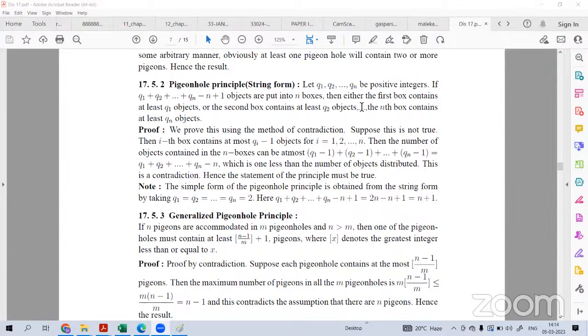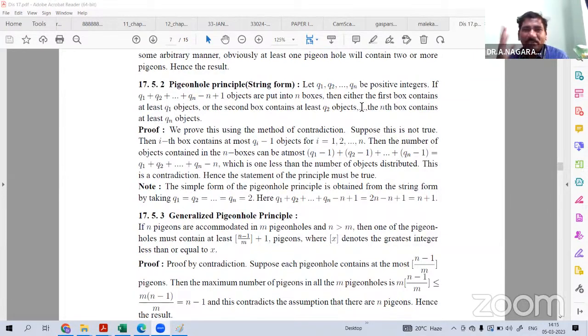Now how many objects are we taking? First box, only 1 will be there. Second box also 1. Third box 1. Total how many are there? 3 are fitting, 2 are left. Okay, first I am talking about how many there are. 3.